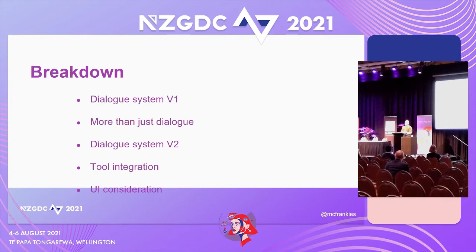I'm going to start talking you through our dialogue V1. Then I'm going to talk about some of the expectations people have of a dialogue system. Then I'm going to break down the improvements we made going from V1 to V2. And then I'm going to talk about integrating external dialogue tools into your pipeline. Finally, if there's time, I'll talk about UI considerations, but I suspect there might not be.